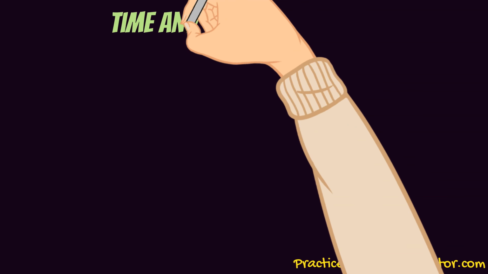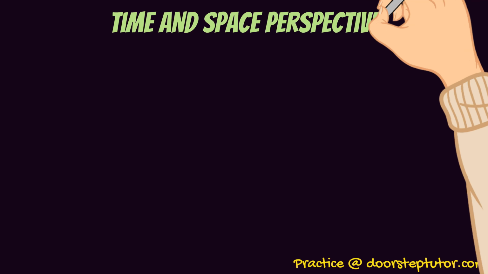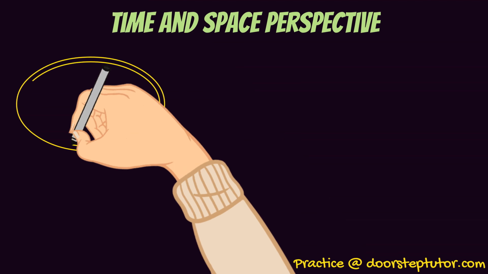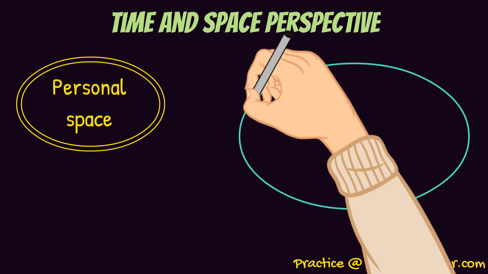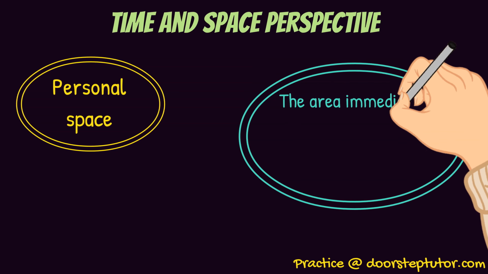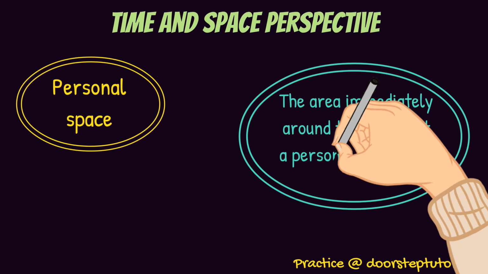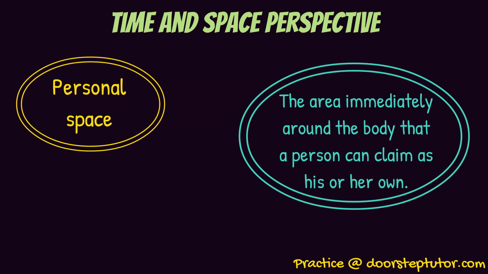Now, coming to the time and space perspective, which is very important when we talk about a conversation, or what happens when we indulge in a conversation with others. There is an aspect of personal space. What is personal space? By definition, it is the area immediately around the body that a person claims as his or her own. That is, the area around my body is my personal space.